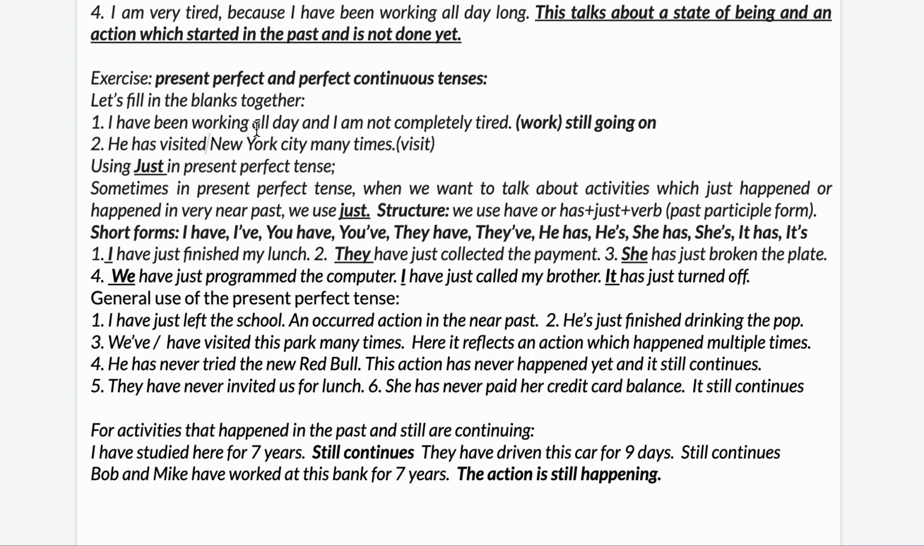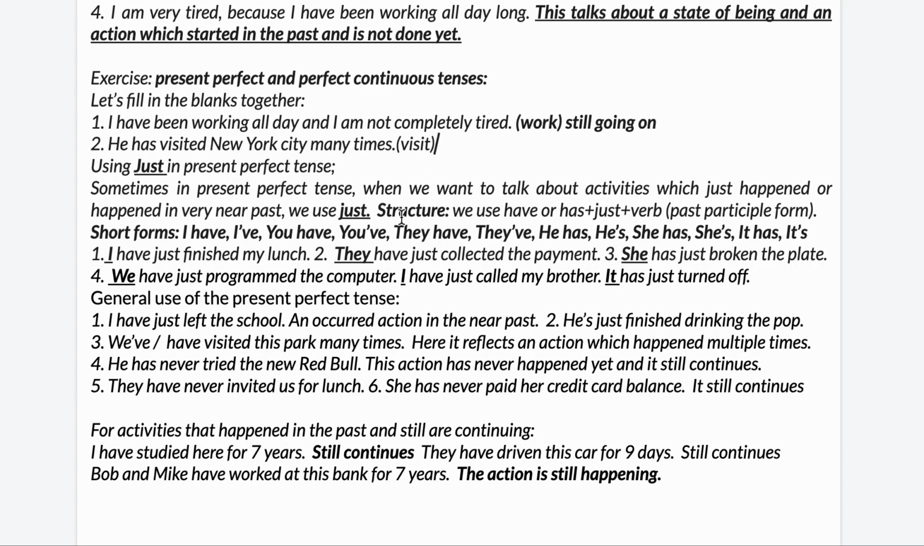I think I may have mixed them together, but it's okay. I'll go through it. If it's the second time, it's a good thing. If not, then you can learn it anyway. When we use just in the present perfect tense, we want to talk about activities which just finished or happened in the very near past. To talk about something that just finished in the recent past, we use just.